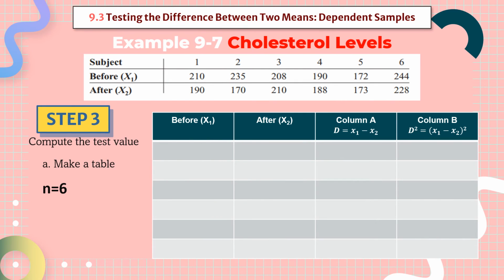So next, step 3, compute the test value. Our step A, make a table. This is our table and we list all the given values in our table. We have the before x sub 1 and we have our after x sub 2.